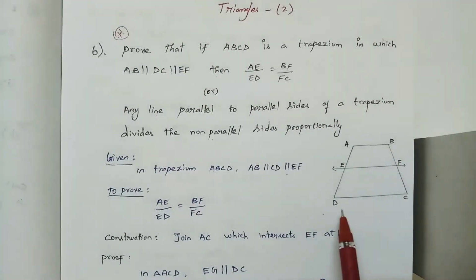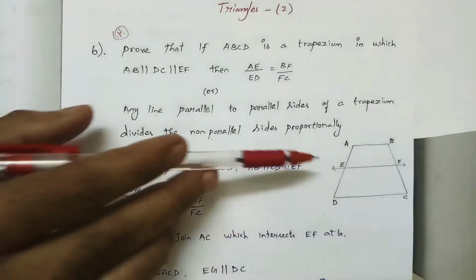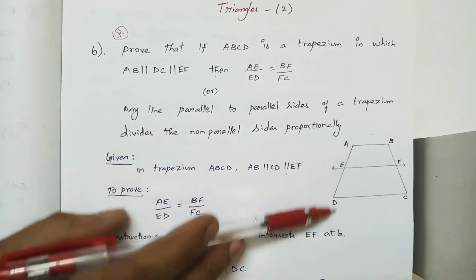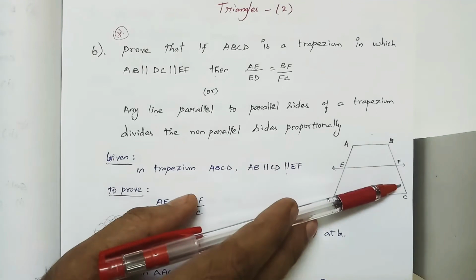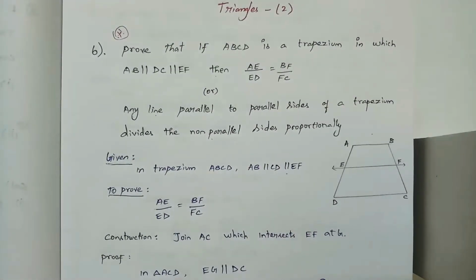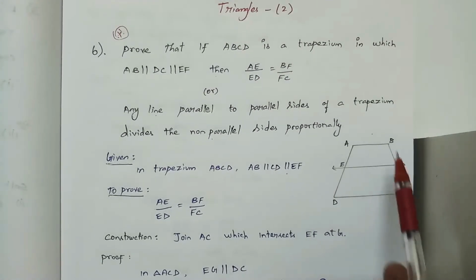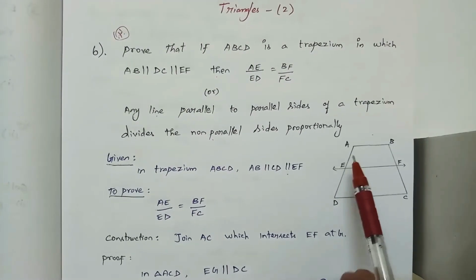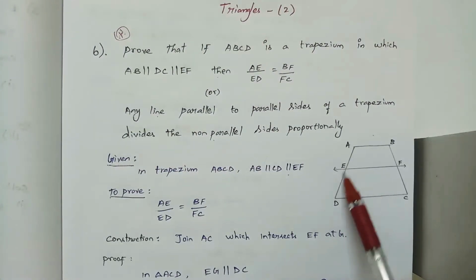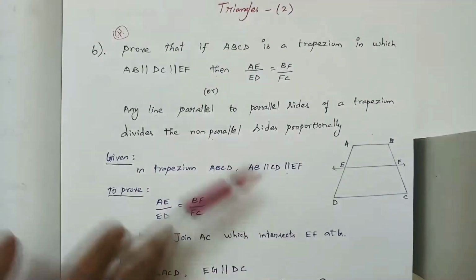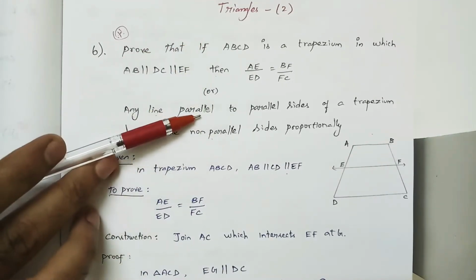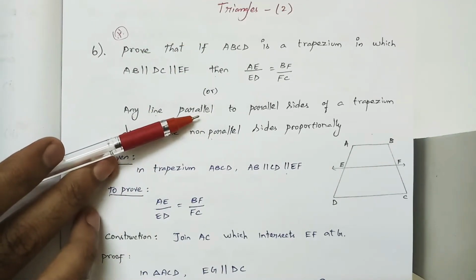Here AB and CD are the parallel sides, and AD and BC are the non-parallel sides. When we draw a line parallel to the parallel sides, the non-parallel sides will be proportional. That is, AE by ED is equal to BF by FC. So it is the same question only, but they have given it in different words. You have to understand that.